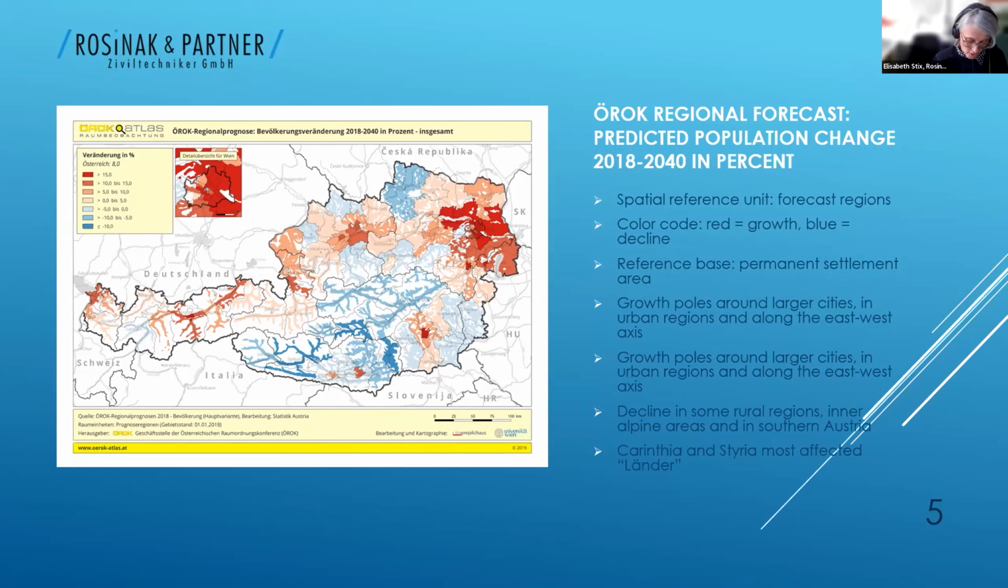Generally, at national level, Austria will be growing. We will reach the 9 million now in this year. And so it's quite a different situation than, for example, Croatia, also Hungary, as was stated today.